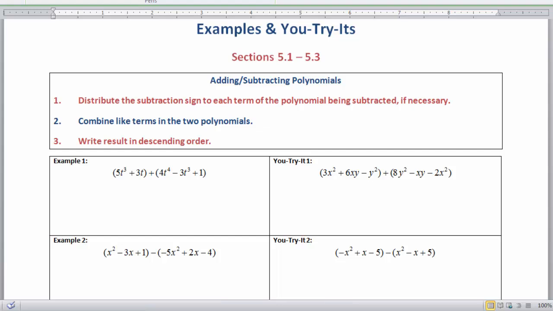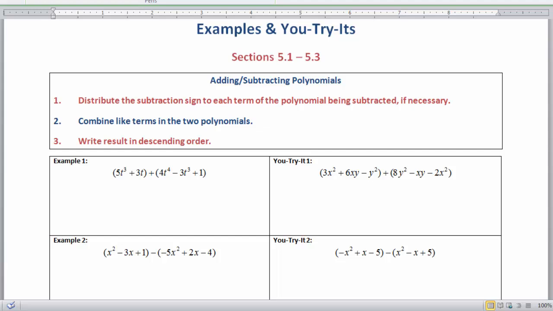These are the examples, and you try it from sections 5.1 to 5.3. So I'm going to work the examples, and then obviously you can do the you try it on your own. All right. So the first couple just deal with adding and subtracting polynomials, because again, Chapter 5 dealt mainly with polynomial expressions, polynomial functions, polynomial equations.